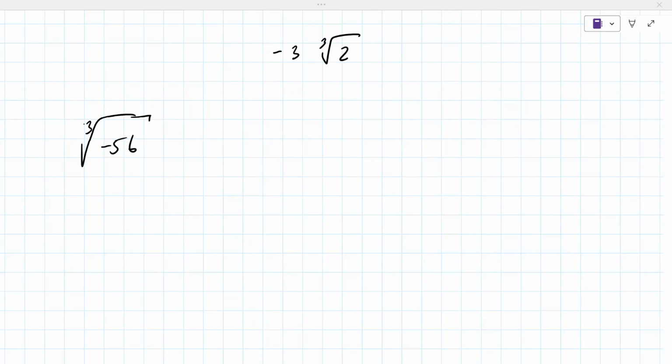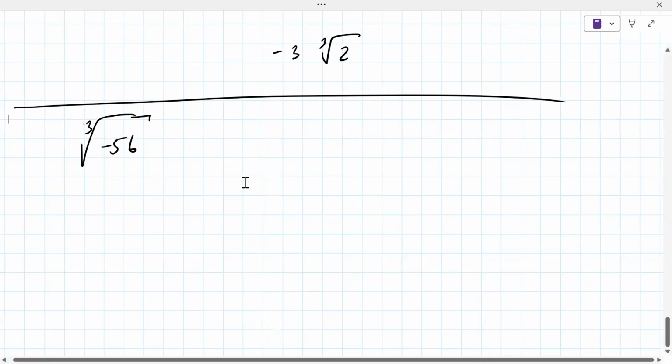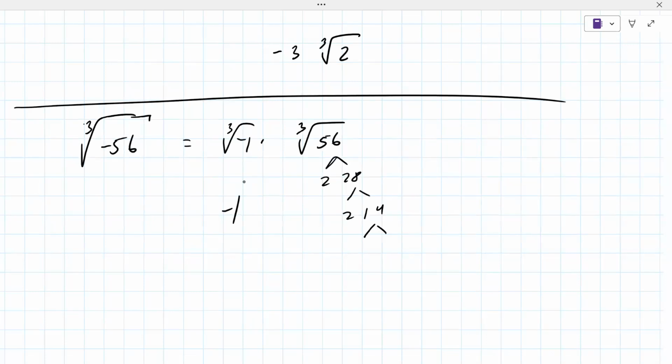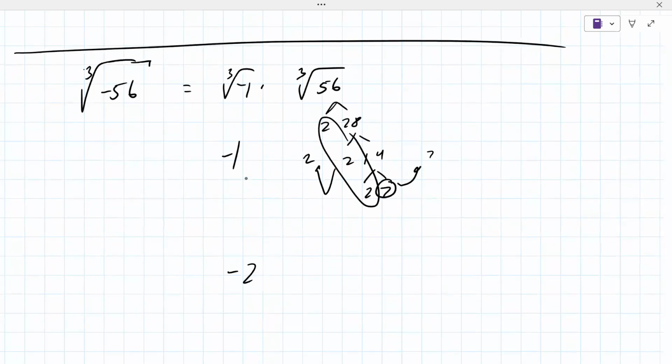So would it be 2 cube root -7? Yeah, there's a negative on the outside. So this is the cube root of negative one, so you're going to go outside. Okay, so my answer's going to have a negative, is what you're saying. Yeah, like 2 and 28, 2 and 14, 2 and 7. So one 2 comes out, and the 7 stays in. So it's -2 cube root 7, like that. Okay.